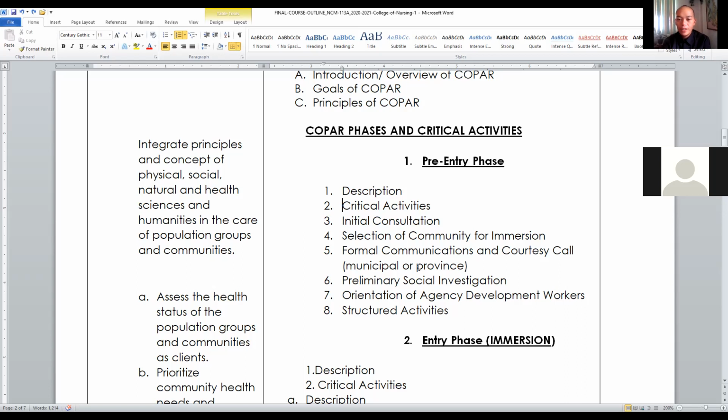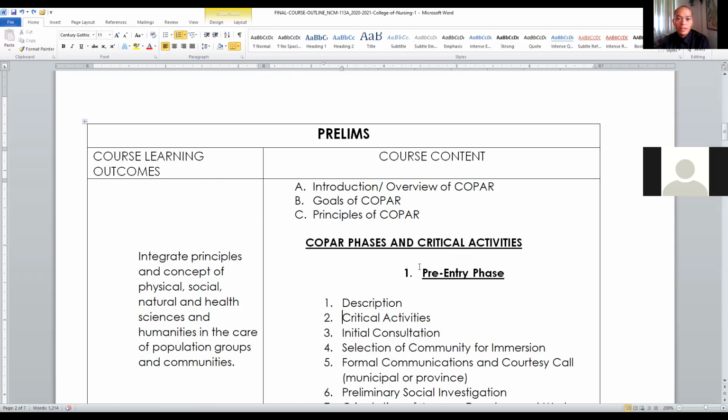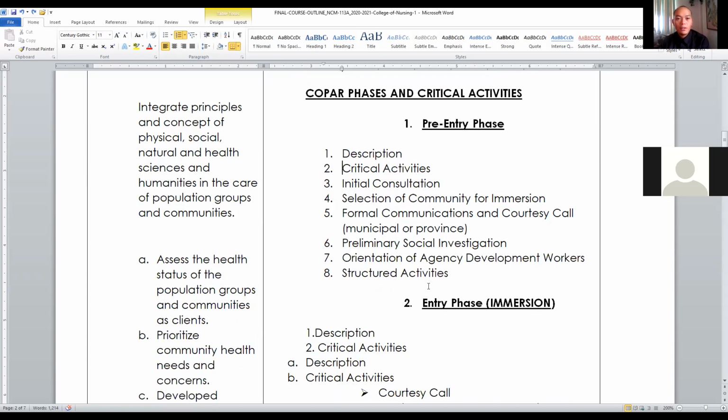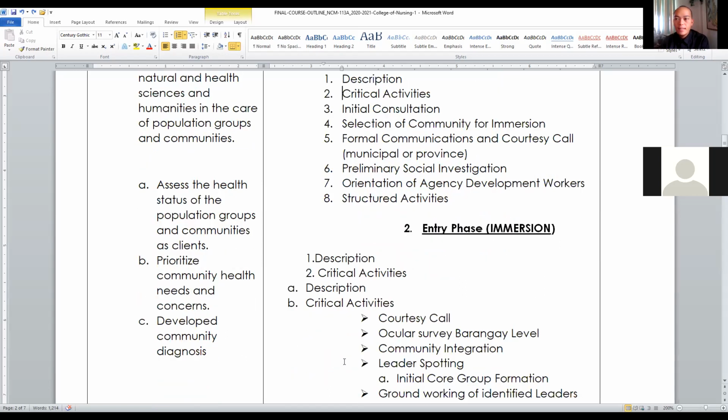Social investigation, orientation, and planning of structured activities is part of your pre-entry phase. What are the goals? Integrate principles and concepts of physical, social, natural, and health sciences and humanities in population groups and communities. So the goals are to be able to assess the health status of population groups, prioritize community health needs and concerns, and of course, develop a community diagnosis.